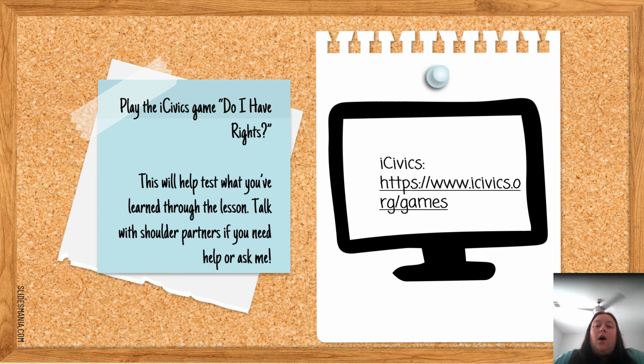decide if the person has a right, if it's covered by the Bill of Rights, and things like that. So it tests their knowledge, and it's a good way to have them collaboratively communicate with their partners, like shoulder partners or table partners, if they're not understanding the information. It helps them realize if there's specific rights that they didn't understand as well as they thought they did, to go back and read into those.